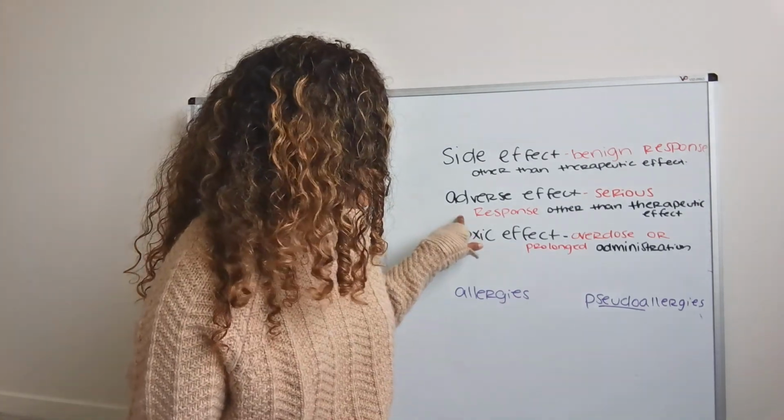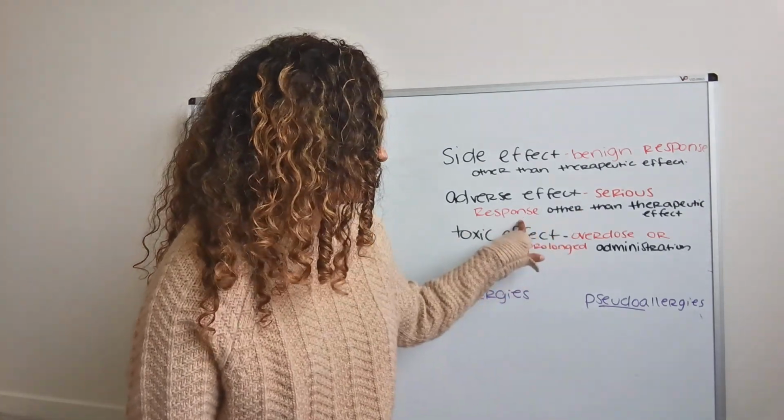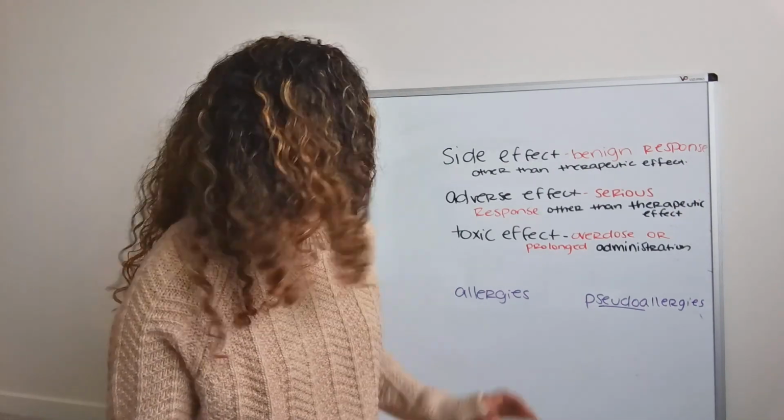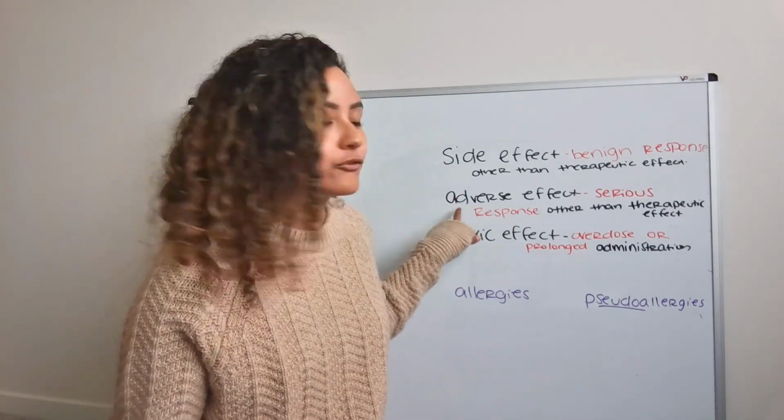And adverse effects, on the other hand, are a serious response other than the therapeutic effect. For this one, we give our patient vancomycin and they end up developing Redman syndrome. So we know that this is an adverse effect because it's severe and life threatening. It can actually hinder the response that we're looking for in our patient because it can lead to more complications.